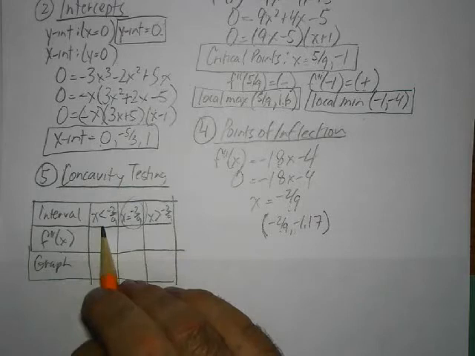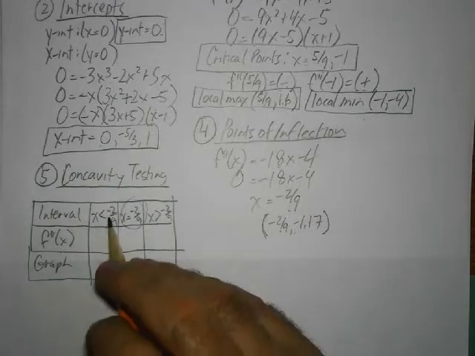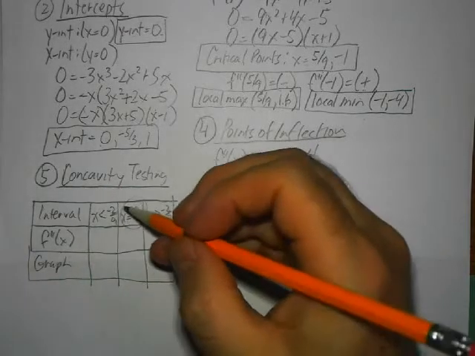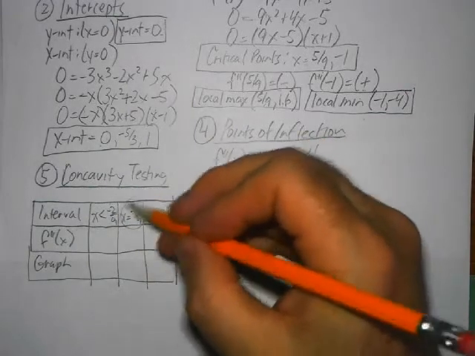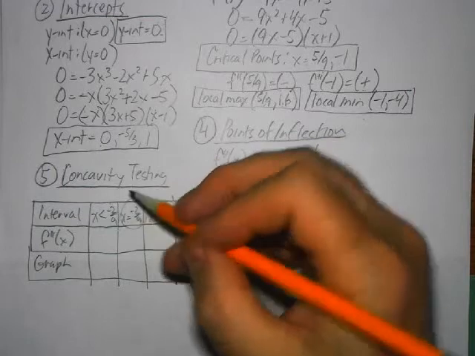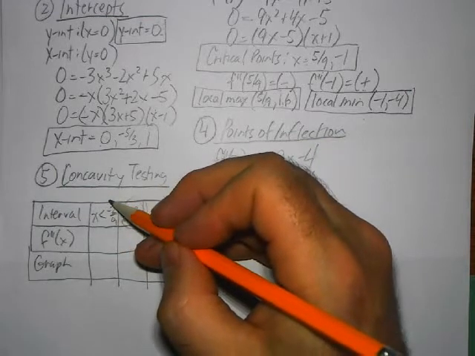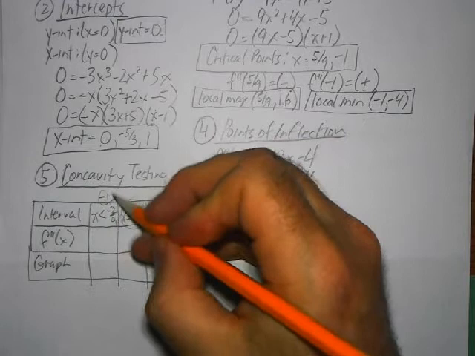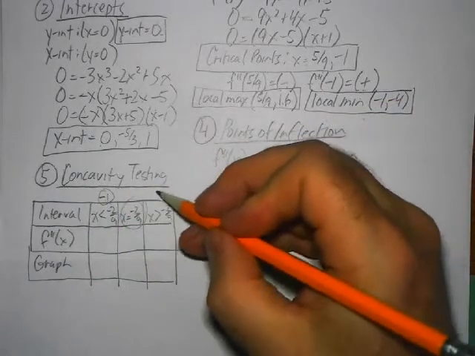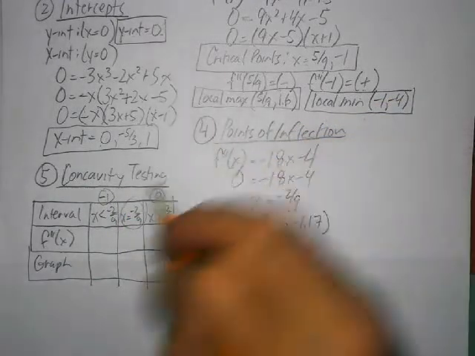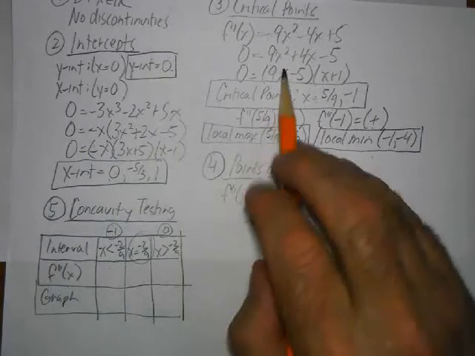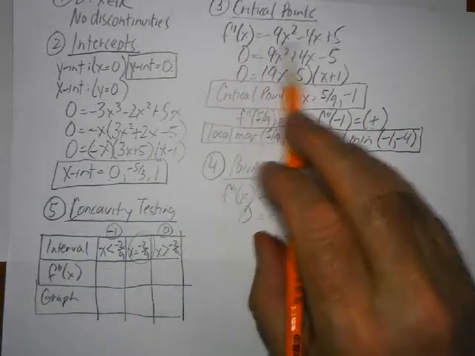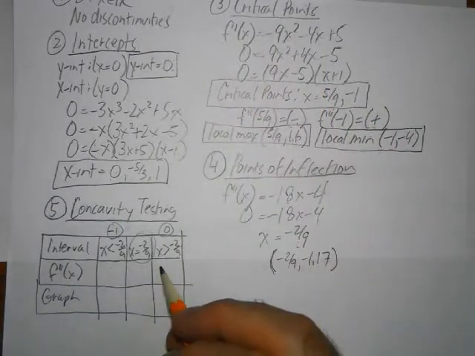Now when I do my interval testing, basically what I'm doing is I pick a test value for each of these intervals. This isn't really an interval, that's the border. So -2/9, lots of options. -1 might be a good value for that, and here 0 would be fantastic. So when I plug that into the second derivative, I'm just looking for the sign. So I plug that back into here. 0, you can tell already.